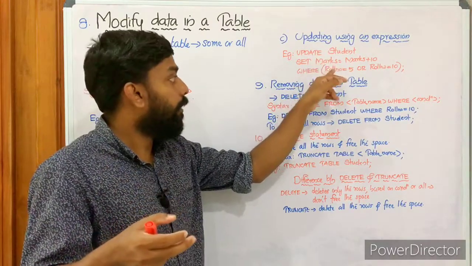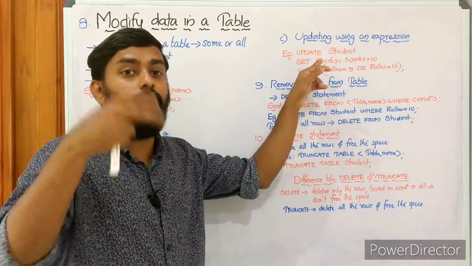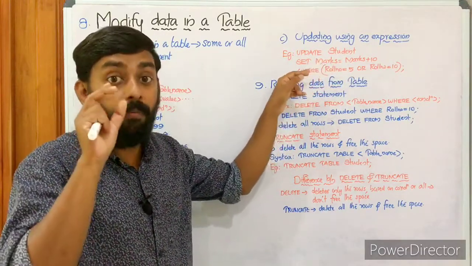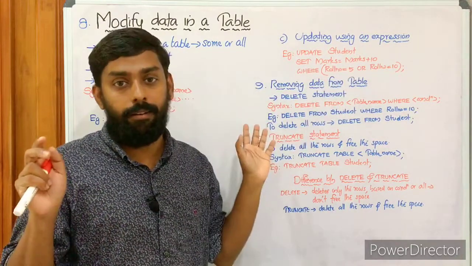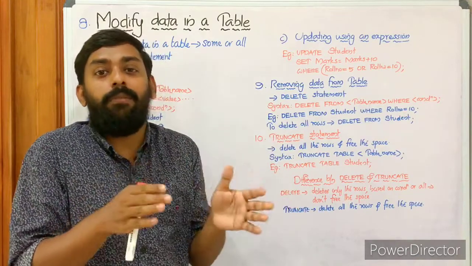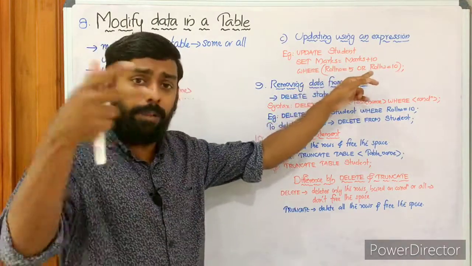by 10, which increases the value of marks by 10 of those students whose roll number is either 5 or 10, right? Yes, it can be. Or can be replaced by and.